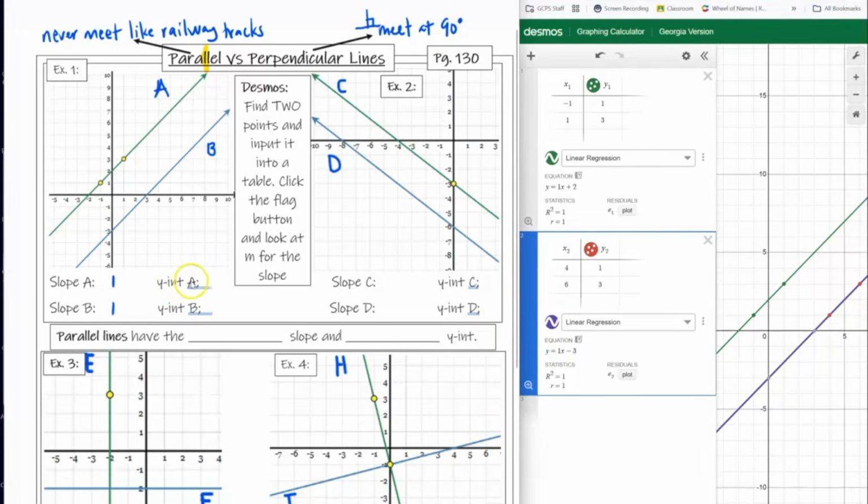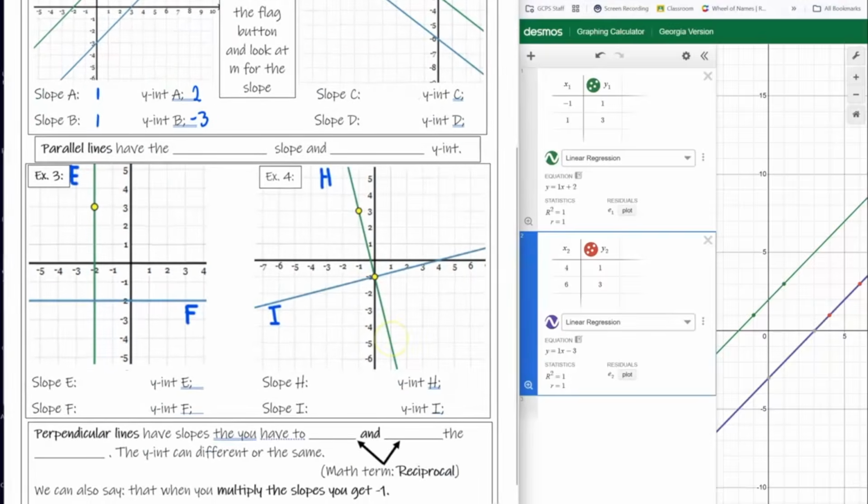Now I do need to answer, what is the y-intercept for A? So where does it cross the y-axis? This is the y-axis. It crosses at 2. And for B, it crosses at -3. So again, at this point, you should have found your slope for C, for D, your y-intercept for C, and for D, and can answer this question. Parallel lines have the blank slope and blank y-intercept. So based on my answers and your answers, what can you tell me about the slopes? What can you tell me about the y-intercepts?